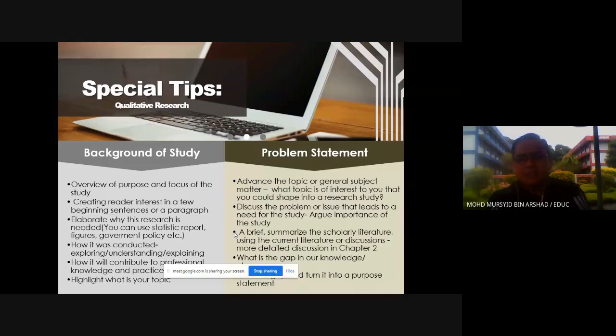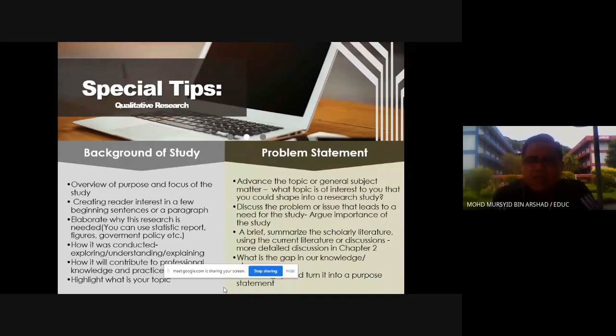But the summary of the literature, the summary of current research, you highlight it in the problem statement. For further discussion, maybe you can elaborate further in chapter 2. All right. So basically, in the problem statement, you can start to highlight the gap.